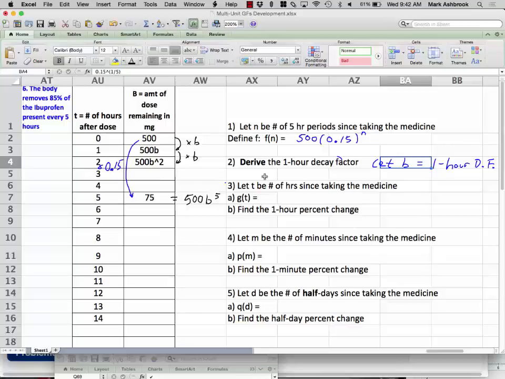Now we can figure out what that 1-hour decay factor is. Okay, so it turns out to be what? If you solve this for b, you get 75 over 500 is b to the 5th. So b is 75 over 500 to the 1/5 power, or 0.15 to the 1/5.